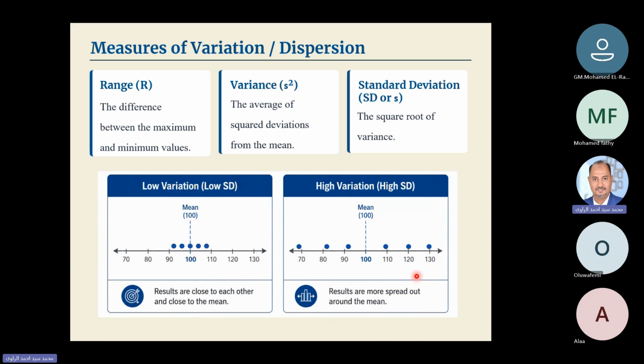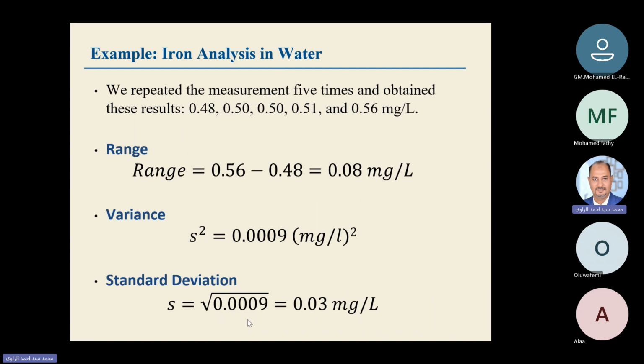In the opposite picture, if we have high standard deviation, that means we have high variation or high dispersion of the data. The results are more spread out around the mean. If the mean is 100 and the data is spread, they are away from each other and away from the mean. That means we have a high dispersion of the data versus a low dispersion of the data. Of course, these give us information about the data.